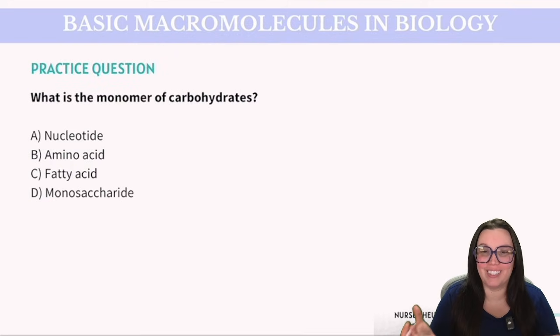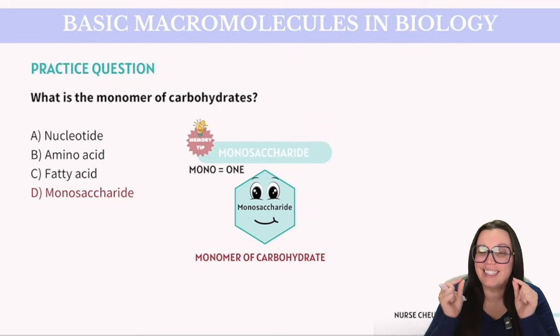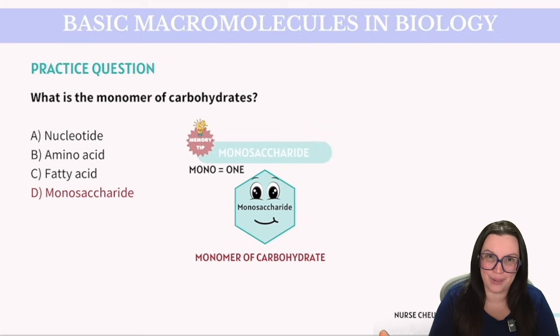So our first practice question: what is the monomer of carbohydrates? Is it A, nucleotide, B, amino acids, C, fatty acid, or D, monosaccharide? And the correct answer is D, monosaccharide. Remember, monosaccharides are the simplest form of carbohydrates, and they serve as the monomers for those more complex carbohydrates.